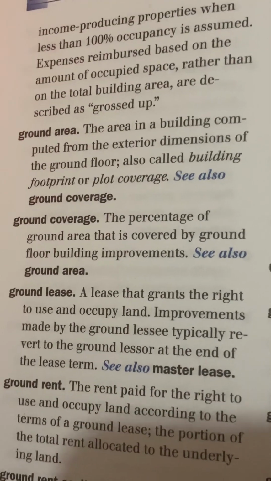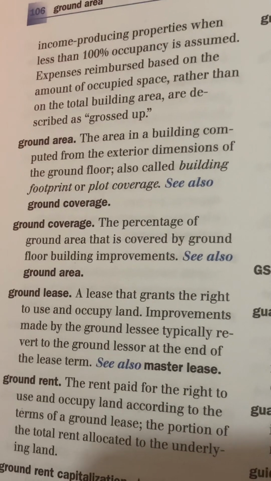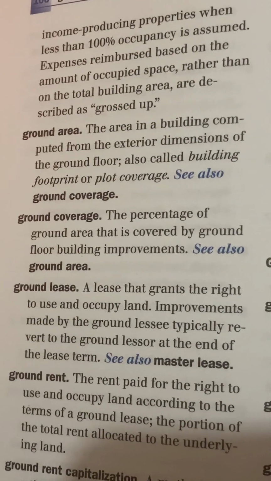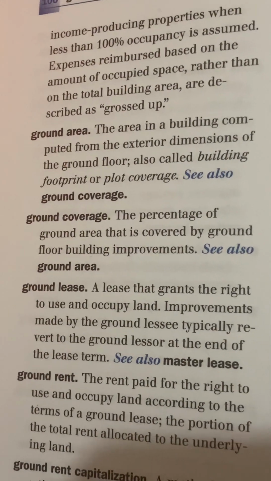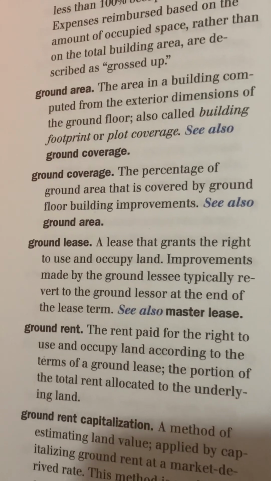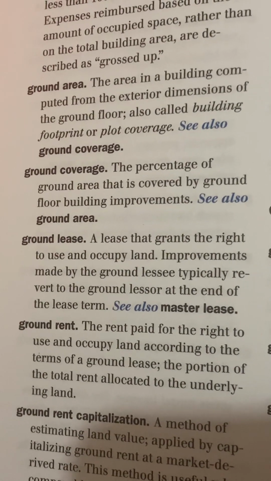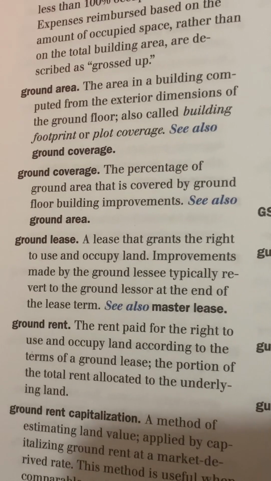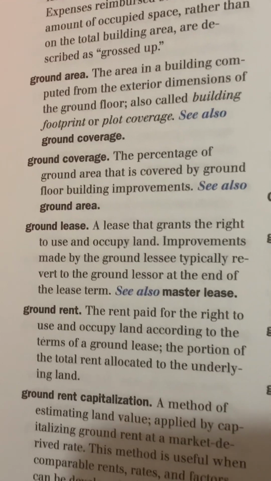Ground area. The area in a building computed from the exterior dimensions of the ground floor, also called building footprint or plot coverage. See also ground coverage. Ground coverage. The percentage of ground area that is covered by ground floor building improvements. See also ground area.